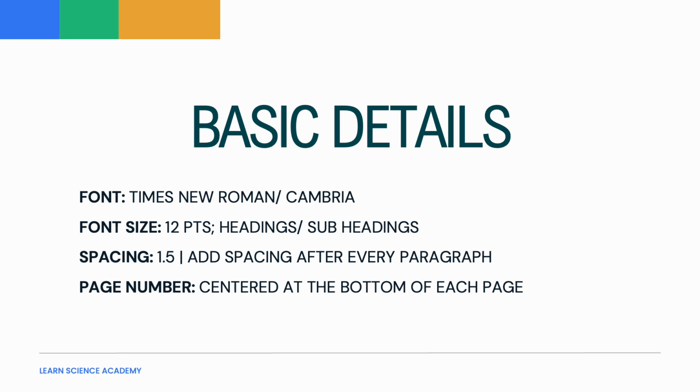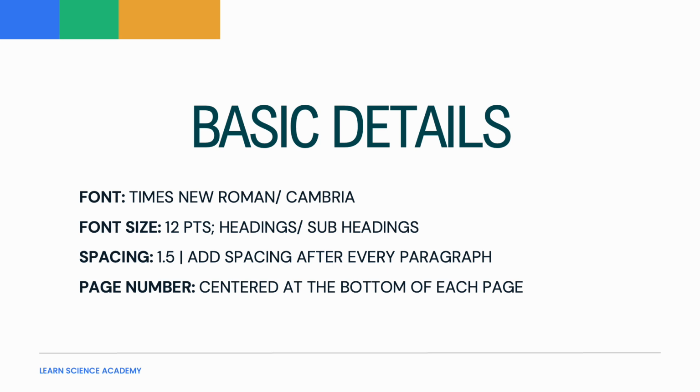A research article follows specific formatting guidelines to ensure it is clear and easy to read for the researchers and also for the academics. The text is typically written in Times New Roman or Cambria font. The size of the font is to be set at 12 points. The headings and subheadings are used to organize different sections of the article, helping the readers easily navigate through the content.